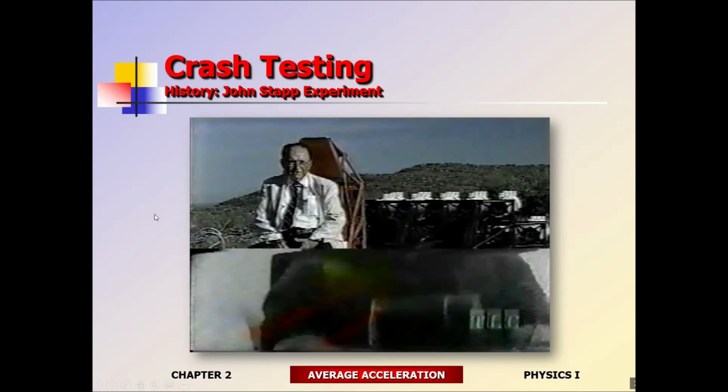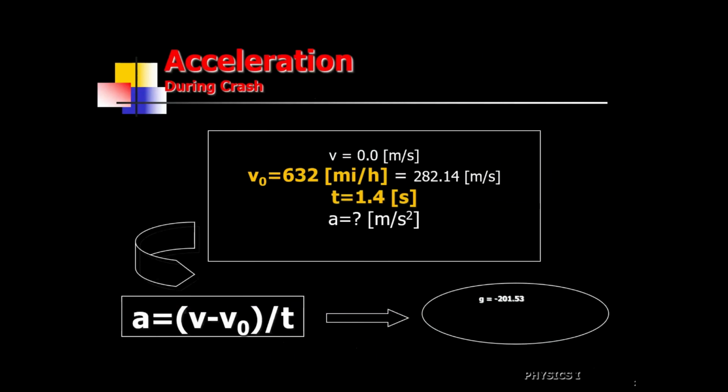So 20 G's for 1.4 seconds. Survivable or not? Evidently it's survivable. Not only is it survivable, it's also survivable very easily. John Stapp kept volunteering for these experiments, so the question is why? Why would you volunteer for something like this if the outcome is uncertain?